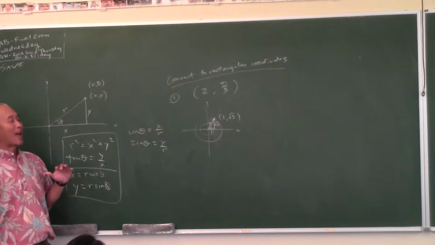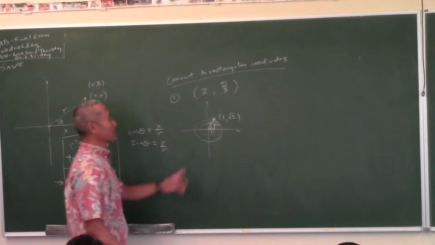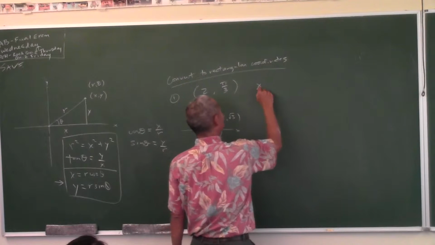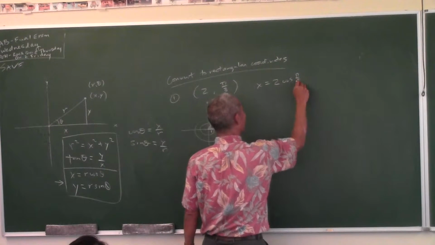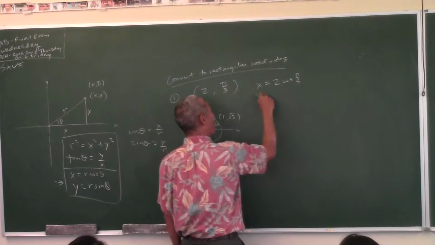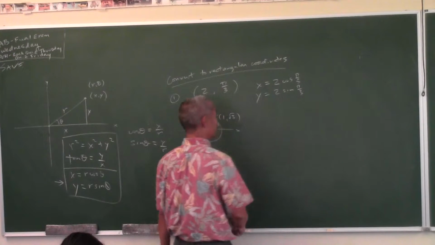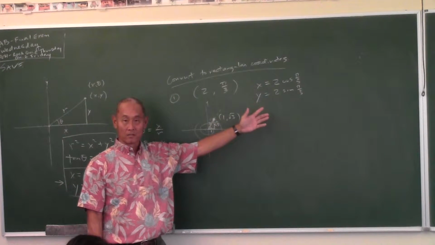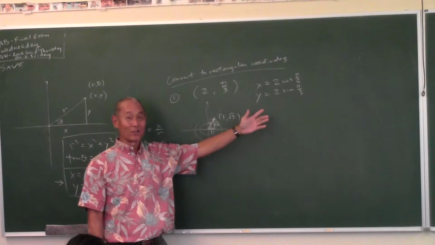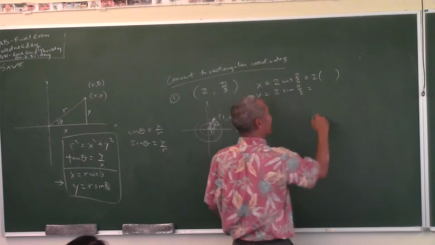But it's a lot faster if you just use the formulas. So this is how you convert to rectangular. x equals r times cosine theta, this one. And y is equal to r sine theta, which is that one. And then now you just got to know your trig values. Is that going to be a problem? You got to know your trig values, people. So, what is cosine pi over 3?